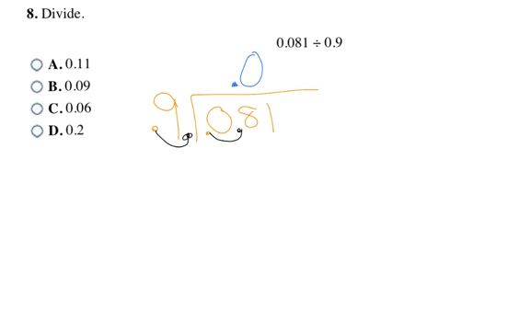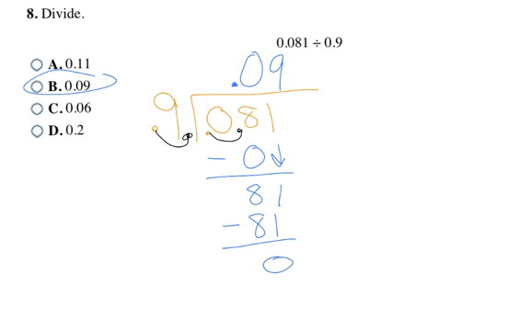So 9 goes into 8 0 times. And you can go ahead and work that out. 0 times 9 is 0. And I subtract those and I'm left with 8 and I bring the 1 down. And then like I said, 9 goes into 81 9 times. 9 times 9 is 81. Subtract and you're left with 0. So there's no remainder. And I have no more numbers to bring down. So I'm done. And that's going to make my final answer B.